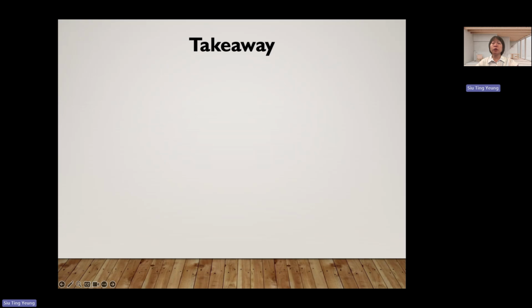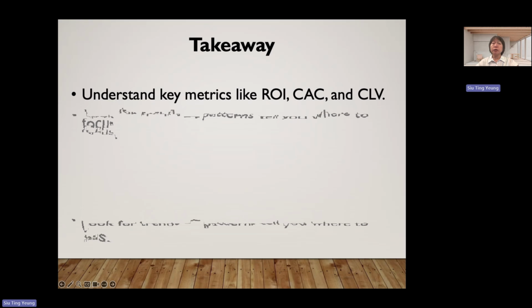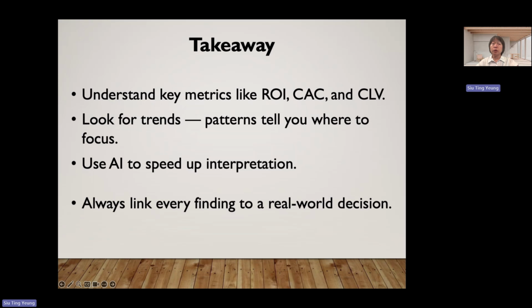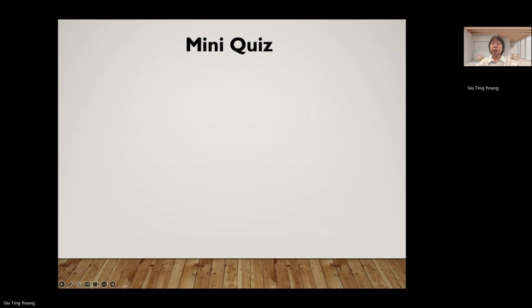Now come to today's conclusion. We have some takeaways for you. First point, understand key metrics like ROI, CAC, and CLV. Secondly, look for trends. Patterns tell you where to focus. Thirdly, use AI to speed up interpretation. Finally, always link every finding to real-world decisions.